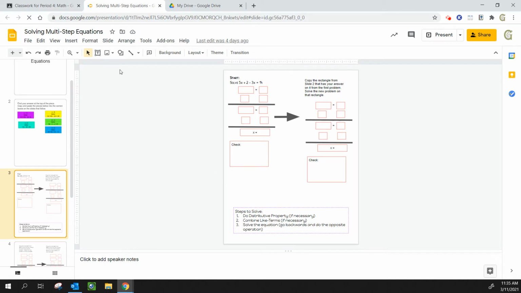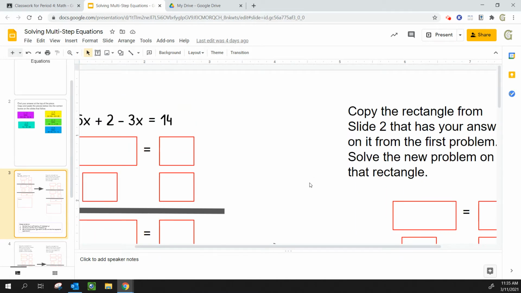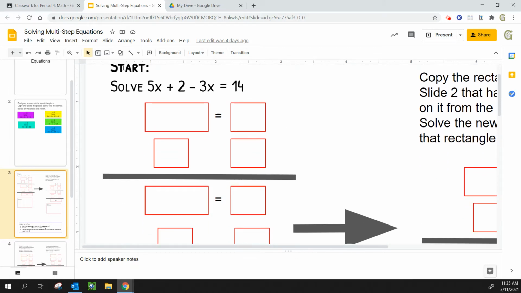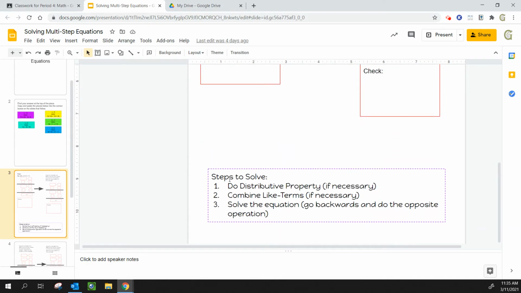If you want to zoom this in, go to your little magnifying glass, and we could pick, like, let's see, 200. That might be a little much, but it will be okay, I think. So you're going to start here and solve this first problem. So 5x plus 2 minus 3x equals 14. If I go down to the bottom, here's your steps to solve, right? So I do distributive property if it's necessary. I combine like terms if it's necessary, and then I solve the equation.